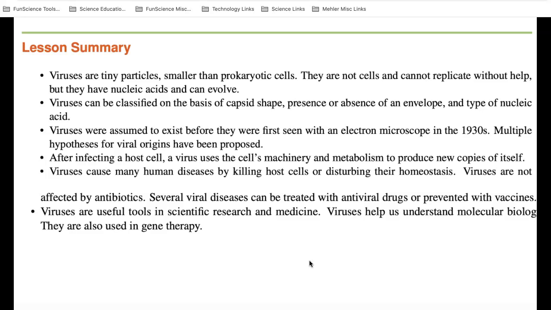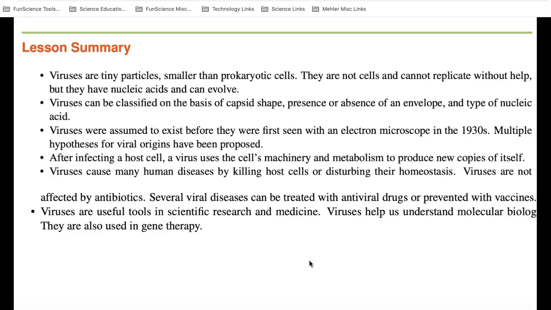Another thing I want to mention is that one of the reasons a new flu vaccine, a new flu shot, is developed every year is because viruses do evolve very, very quickly. Viruses were assumed to exist before they were first seen by an electron microscope in the 1930s.